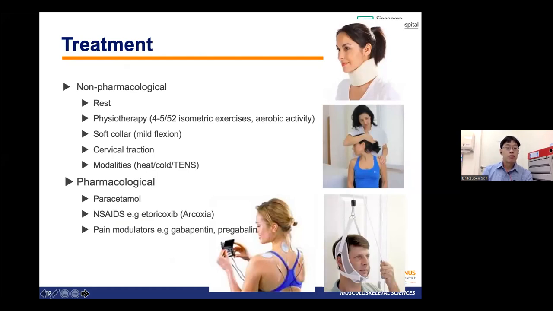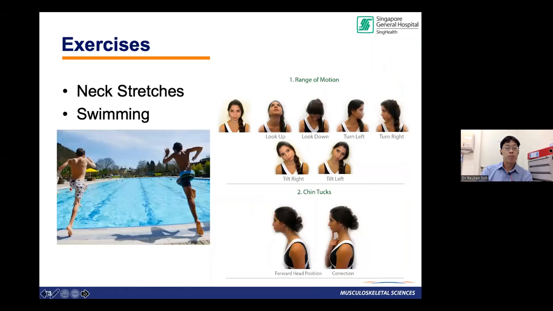When seeing your doctor, sometimes they may prescribe you some pain medication such as Panadol or NSAIDs, and these are helpful in reducing the amount of pain in the neck, particularly targeting the pain generators. I recommend many of my patients do a bit of neck stretches and swimming, and also some movement or range of motion exercises.